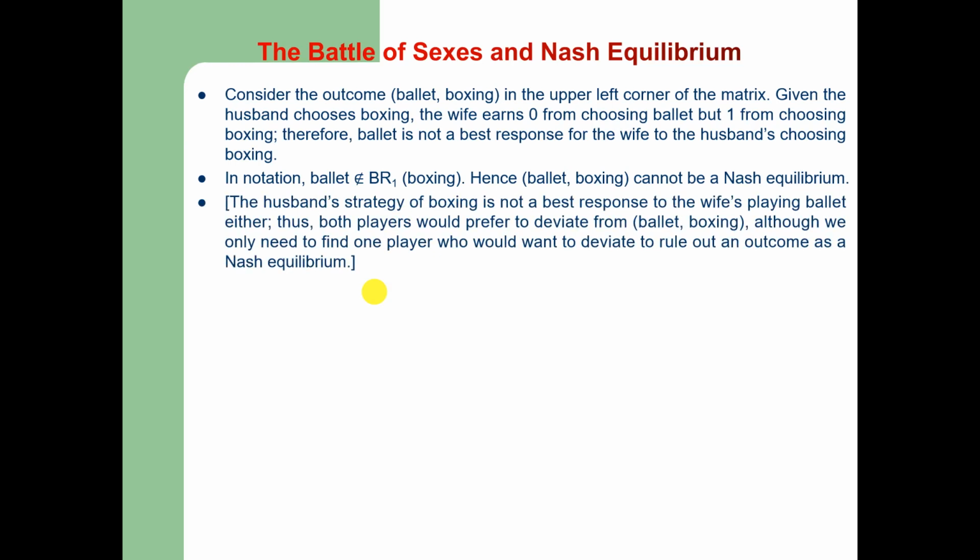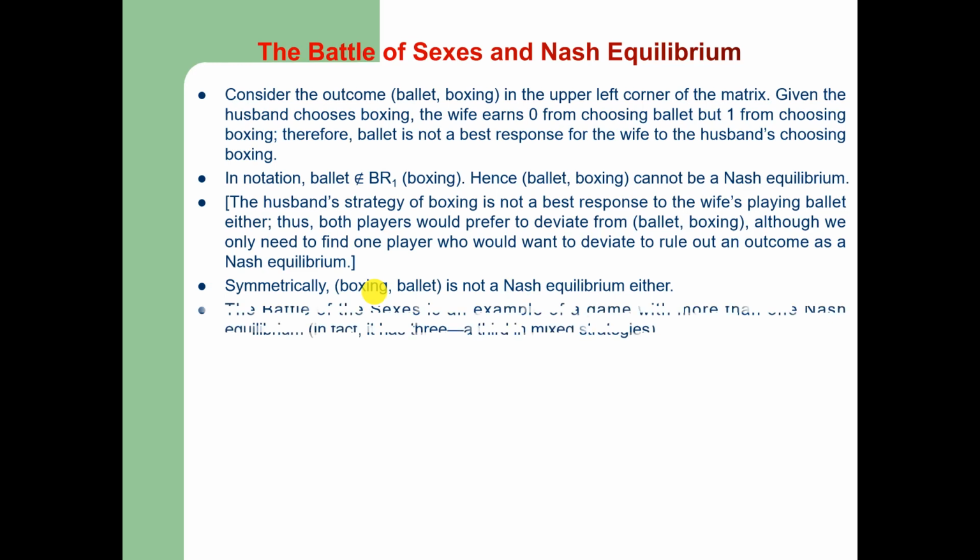The husband's strategy of boxing is not a best response to the wife's playing ballet either. Thus, both players would prefer to deviate from ballet, boxing, although we only need to find one player who would want to deviate to rule out an outcome as a Nash equilibrium. And symmetrically, boxing, ballet is not a Nash equilibrium either. So in this game, there are two Nash equilibria, ballet, ballet and boxing, boxing, whereas boxing, ballet or ballet, boxing are not Nash equilibria.